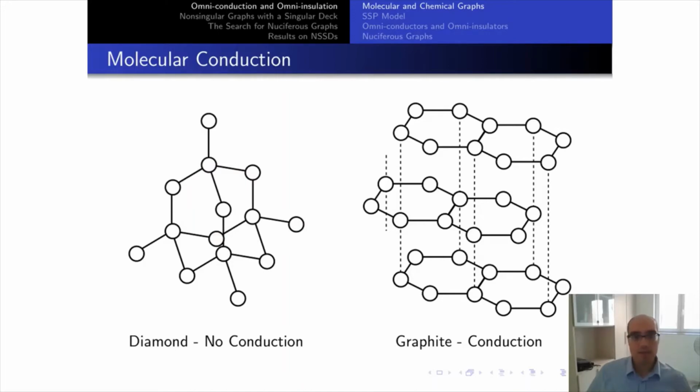Because of this, this does not have conduction, because in order to have conduction, you need to have degree at most 3, and here the degree is 4. So because of this here, we don't have unsaturated carbon atoms, which leads to no conduction in the molecule. So this is not a chemical graph.